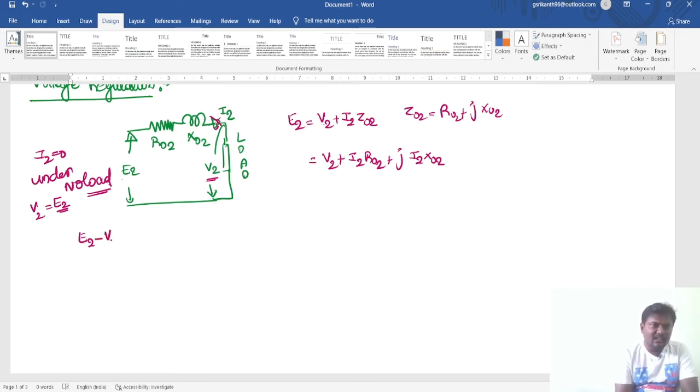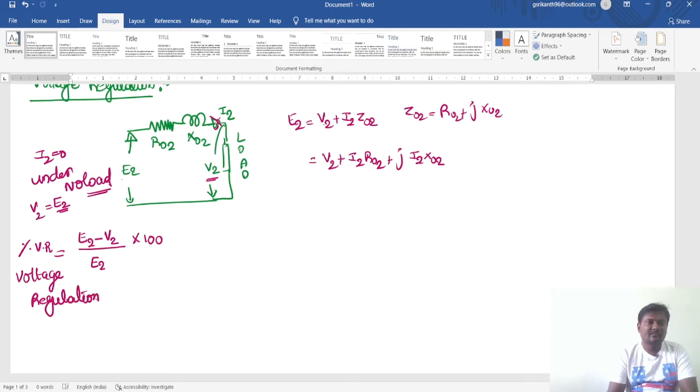Minus, under full load condition, the secondary terminal voltage is V2, and it is expressed as a percentage fraction of the no load secondary terminal voltage and multiplied by 100. Then this is called voltage regulation. It is a change in secondary terminal voltage from no load to full load, expressed as a percentage fraction of the no load secondary terminal voltage. That is called the voltage regulation definition.